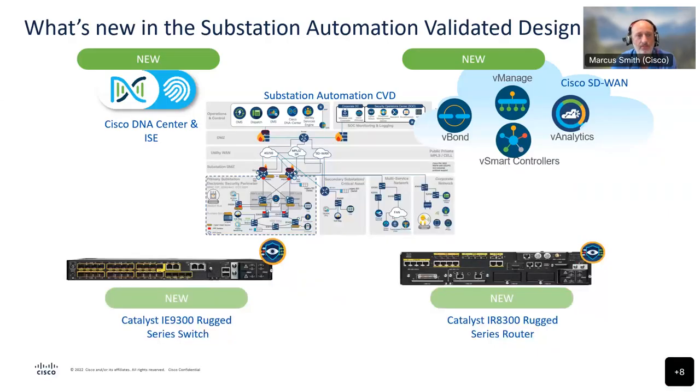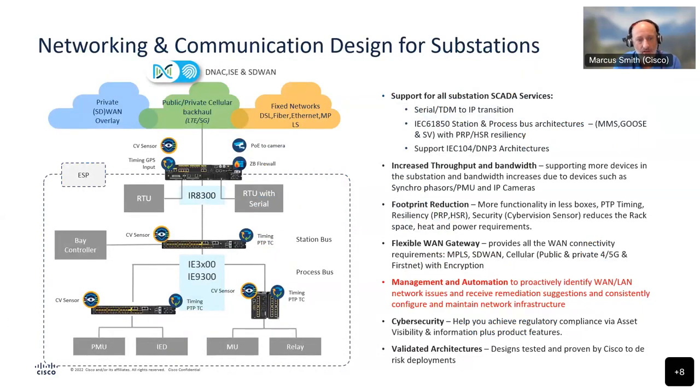So next slide. For substation automation, we've recently refreshed this CVD, and these are the new parts we focused on. The new products at the bottom are the new switching and routing products, and we'll briefly mention the IR8300 shortly. What we're focusing on today are the software and automation capabilities. On the right, we've added the Cisco SD-WAN capability for managing the Cisco IR8300 as a substation router, a substation gateway managed by SD-WAN. On the left-hand side, we've got our Cisco DNA Center platform, where we want to manage and provision the switches as well as the routing platforms in the substation.